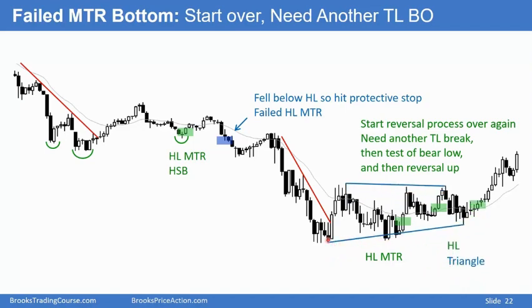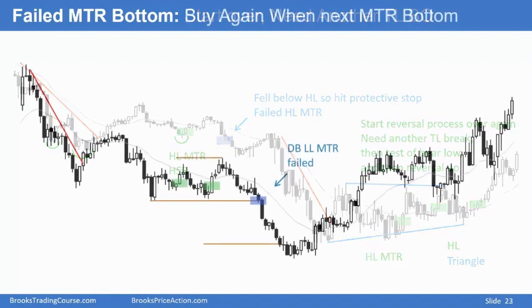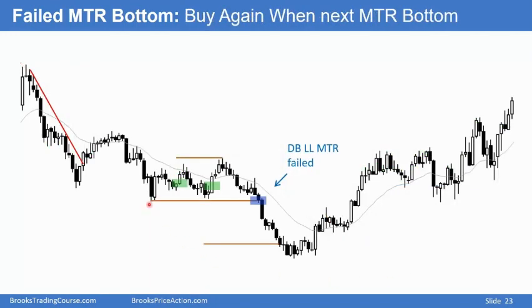If you want, you can call it a triangle, 3 pushes down, 1, 2, 3, and buy the bull breakout of the triangle. We're trying to get a double bottom major trend reversal here. We have a bear trend, a bull breakout, maybe a gap bar here. The next leg down might be the end of the bear trend.